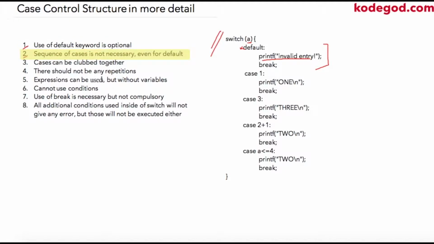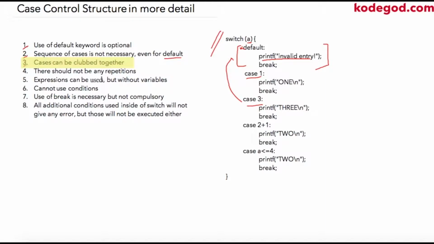Next point is that the sequence of cases is not necessary, even for the default case. As we have seen, default is appearing at the top, so that is okay. Also, we have case 1 over here and case 3 over here. That is also okay. We can also write case 3 at the top, default at the bottom or in the middle. So sequence does not matter.